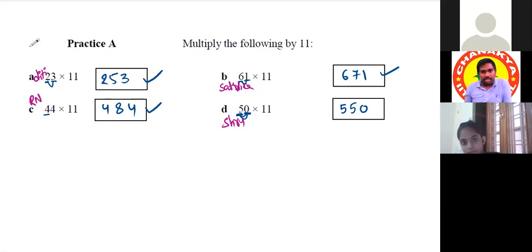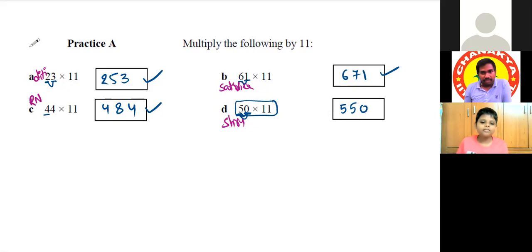Otherwise, how can we do this question another way? 11 times 5 is how much? Sir, 11 times 5 is 55. Then we put a 0 at the end. The last is 0. Simple. Yeah. What if the sum of the digits is a double digit?